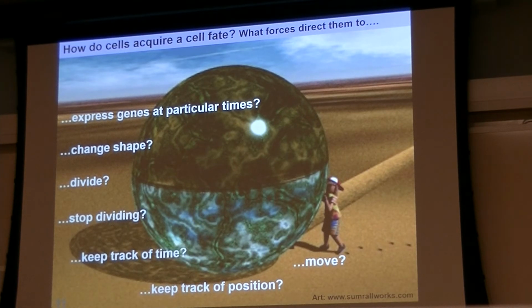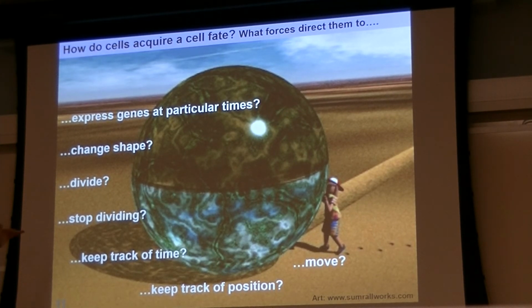We're going to talk a lot about genes, and you'll see genes turn on and off at particular times. How do they know how to do that? The organism or the cells may change shape. They may divide or stop dividing. They may keep track of time so they know where they are in the progression of things. They may keep track of position. To me, this is one of the really exciting and mysterious things about developmental biology, that somehow this happens, and we now have a great deal of tools to get in there and experiment and figure out what's going on.